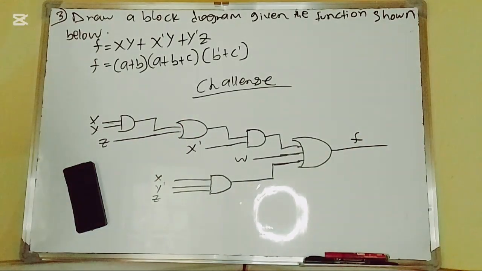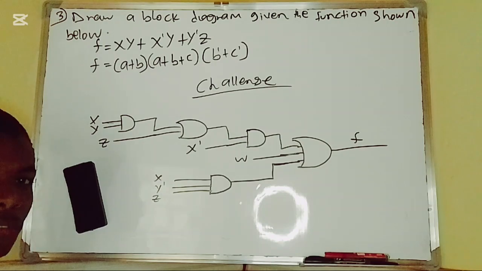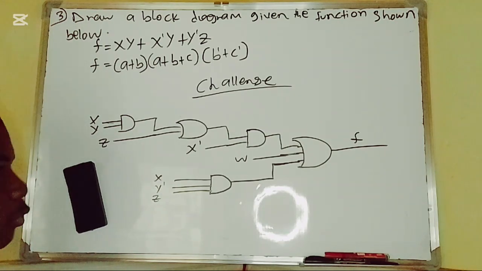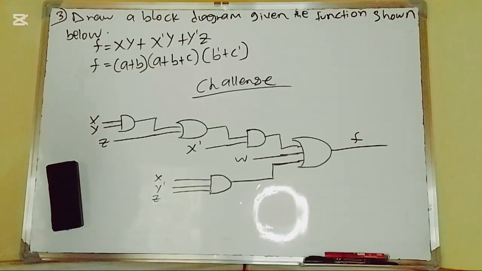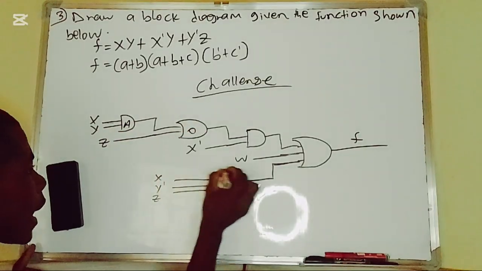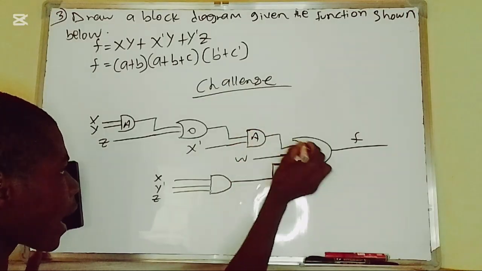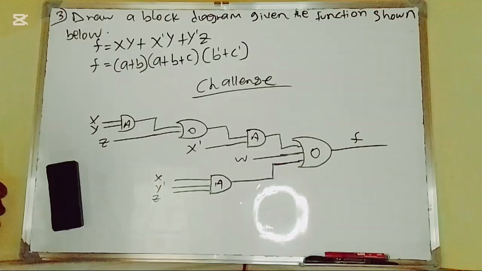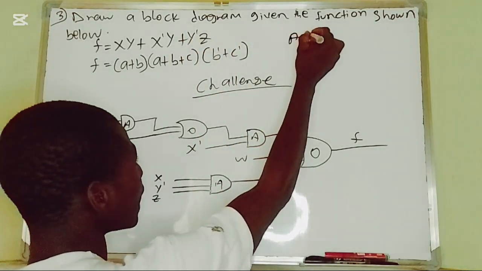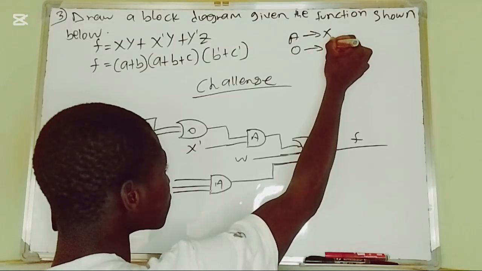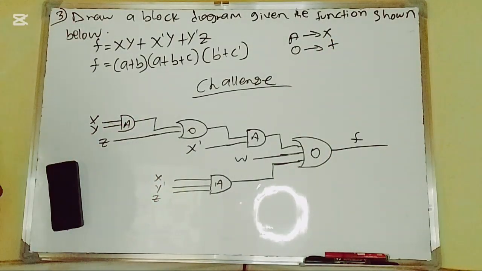So now this is the third question. But here is a challenge question too. Feel free to pause the video and try it for the sake of practice. But let's start solving it. As you can see, we have to identify the gates. We all know this is an AND gate, this is an OR gate, and this is an AND gate. We all know that AND is multiplication, and the OR gate is addition.